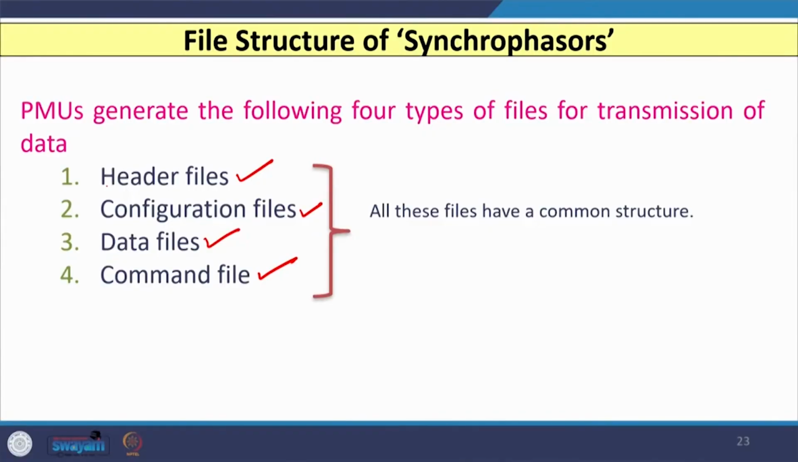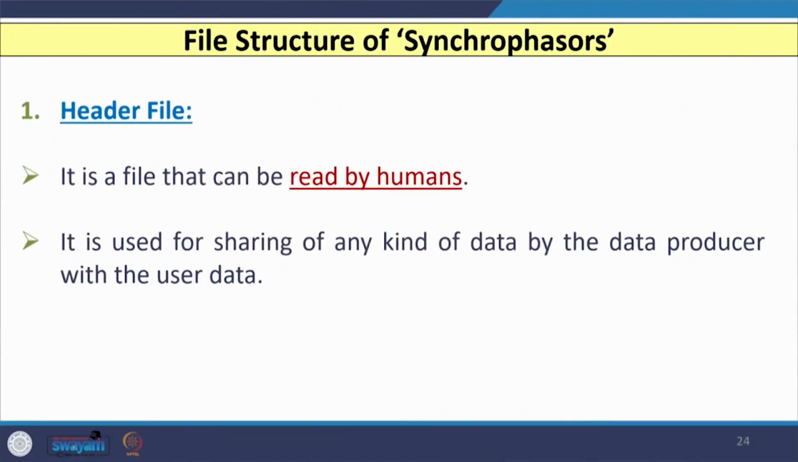So, let us see the importance of all the 4 files one by one. If we start with the header file, then a header file is a file that can be read by any human or maybe an operator. This file is used for sharing any kind of exchange of data between the operator and the data producer. So, this file is very important.